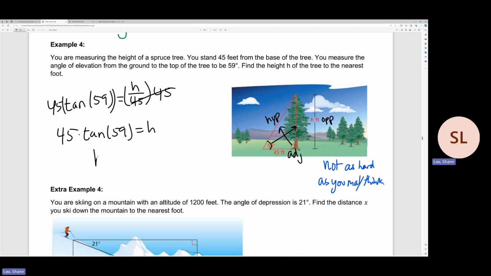We get H equals 74.89 feet. But make sure you read the problem and it wants the nearest foot. So we're going to get H equals 75 feet, which means that the tree is 75 feet tall. Okay.